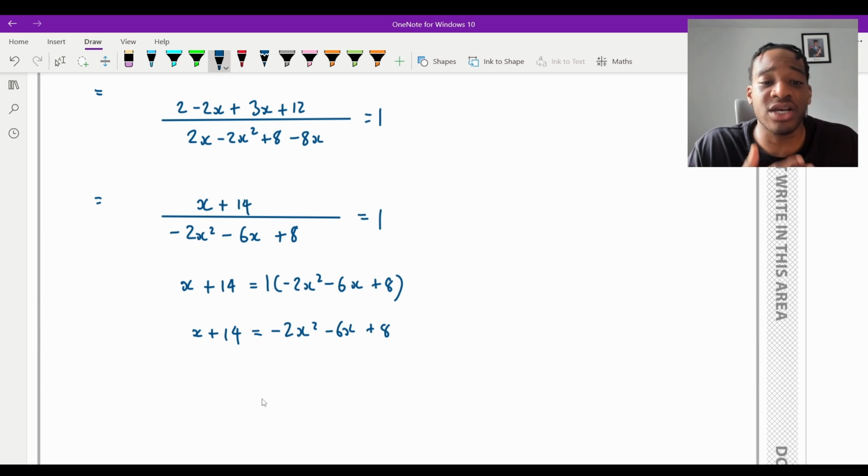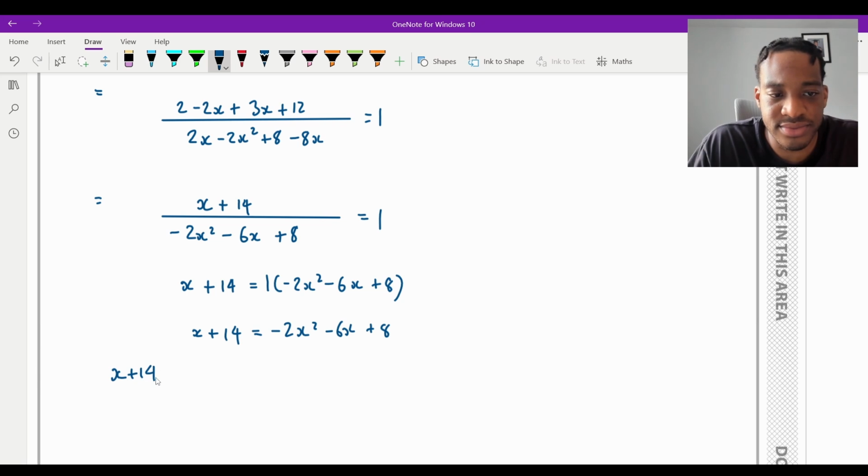And the way we solve quadratic equations is you just make everything equal to 0 on one side. You're going to move everything from the right to the left to get the left side to be x squared and so on and so forth equal to 0. So that's what we're going to do here. So I'm going to move everything from right to left. So it's going to be x plus 14, and then if I add on the minus 2x squared, it's going to be plus 2x squared, minus 6x is going to be a plus 6x, and then minus 8 is going to be 0. Like this.